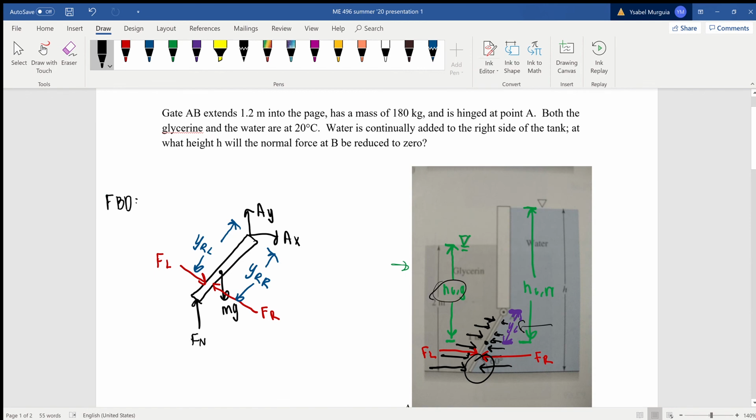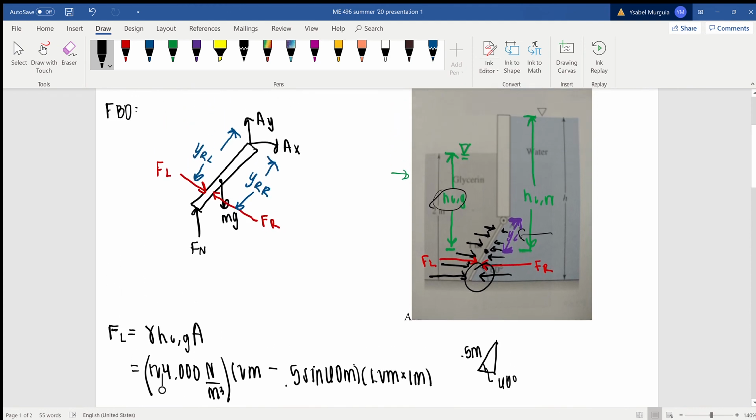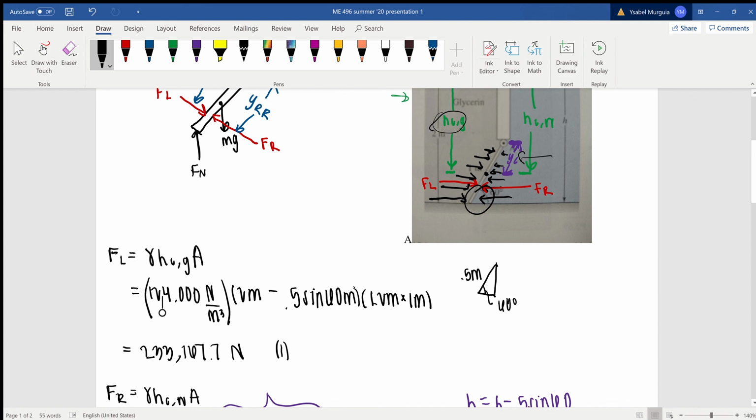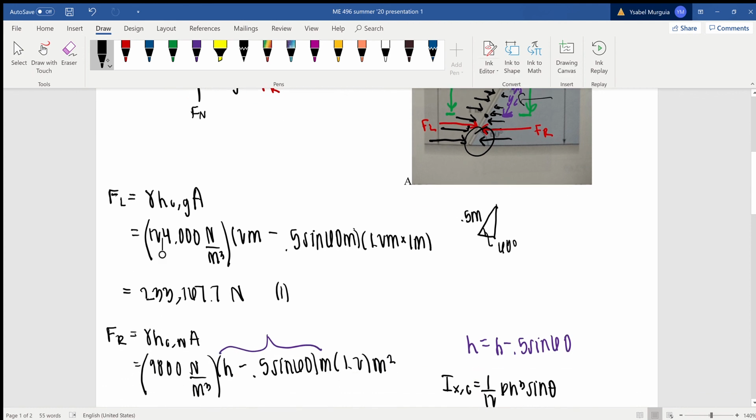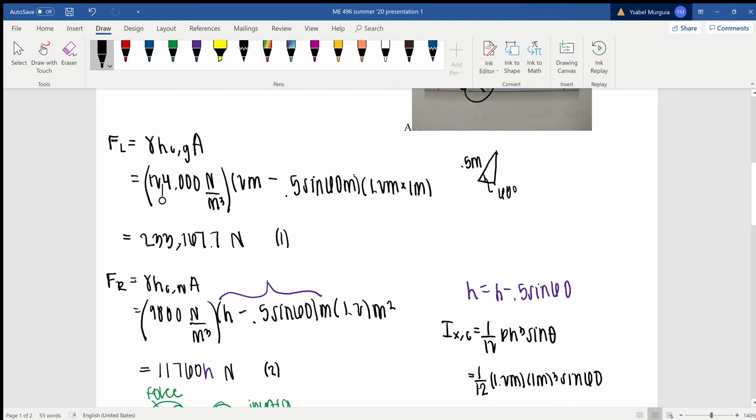Okay, so just sort of walking through what I did. I just went ahead and I labeled all of my new distances as well as the resulting forces from the left and the right. I went ahead and drew a free body diagram. I solved through for the left force using the specific weight times the height to the center of gravity from the free surface of glycerin times area, and then from there I did get a value. Again, I did the same thing for the right side, specific weight times the height from the surface to the centroid times area. Here we had to solve for H, or we had H as part of the answer, and then again I redefined this H to be here, H equals H minus 0.5 sine of 60.